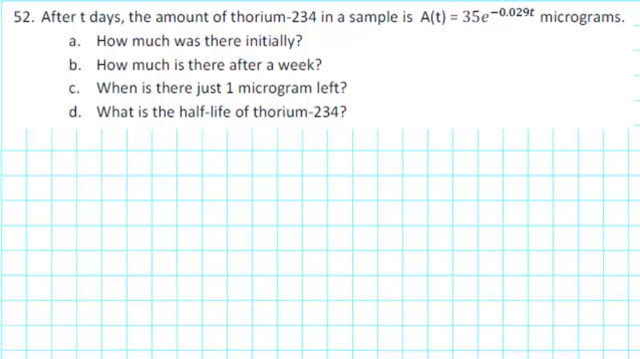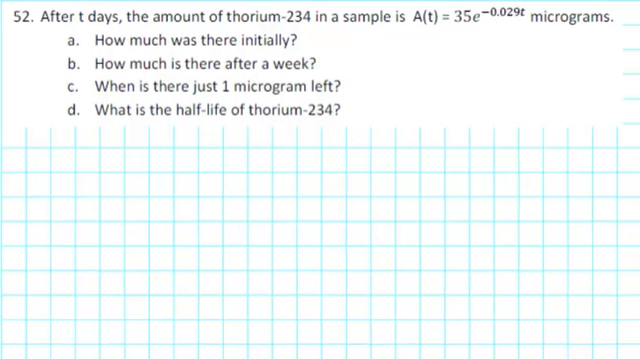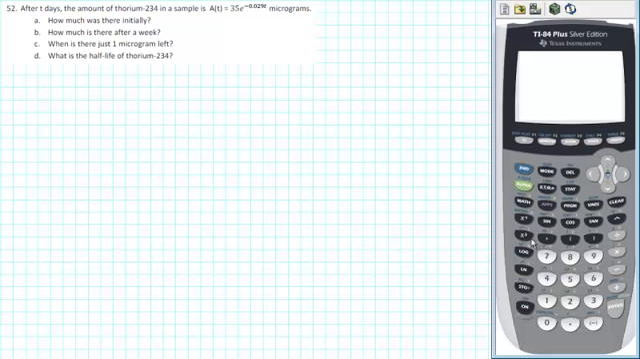Well, to begin, let's explore this problem numerically, and then we'll verify our answers symbolically. On your calculator, go to y equals to enter the function. Enter 35 times e raised to the negative 0.029x. And then to explore the problem numerically, we'll create a table of values.